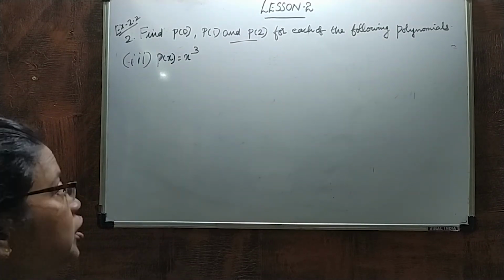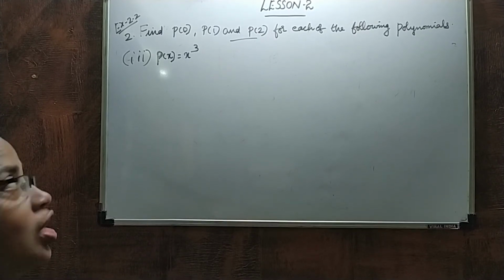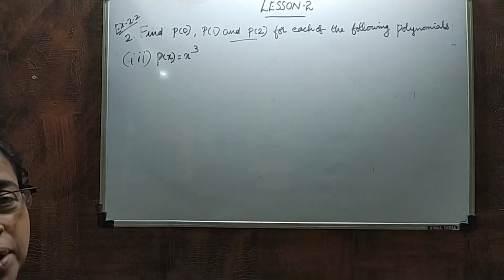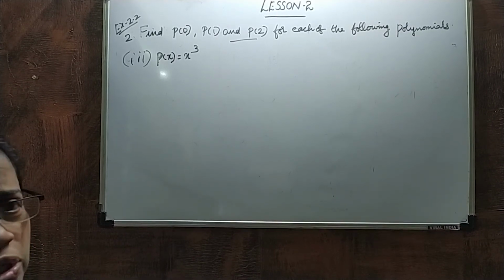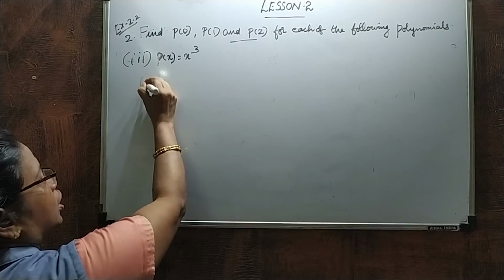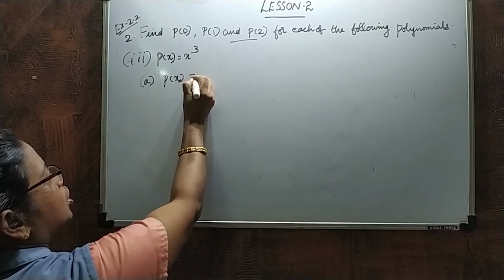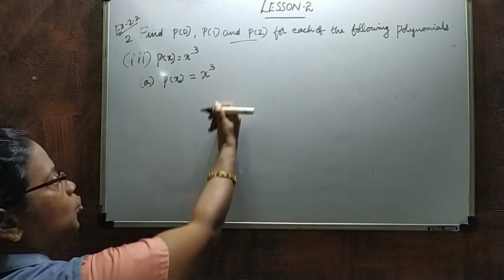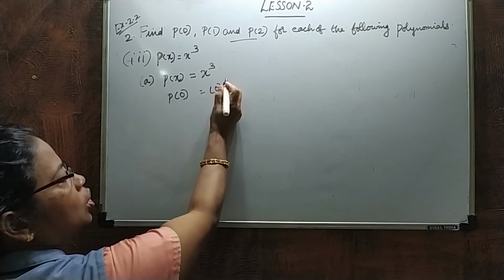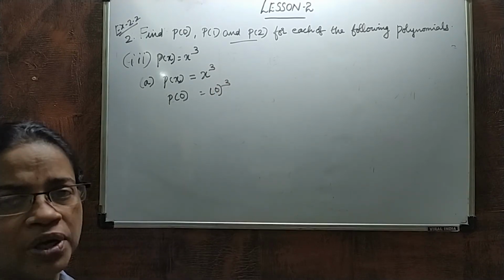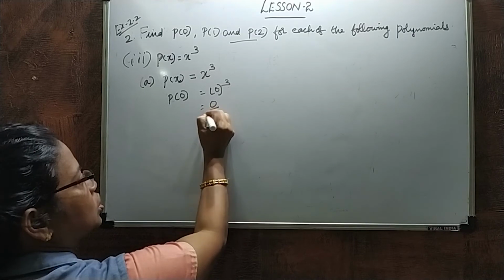Okay, now third question. Very simple question. P of x is equal to x cube. You have to find out P of 0, P of 1 and P of 2. Just substitute the values instead of x, you will get the answer. First one, a is equal to P of 0. So just write the polynomial first. P of x is equal to x cube. So P of 0, it is 0 cube. What is 0 cube? 0 into 0 into 0. You'll get the answer 0 itself.